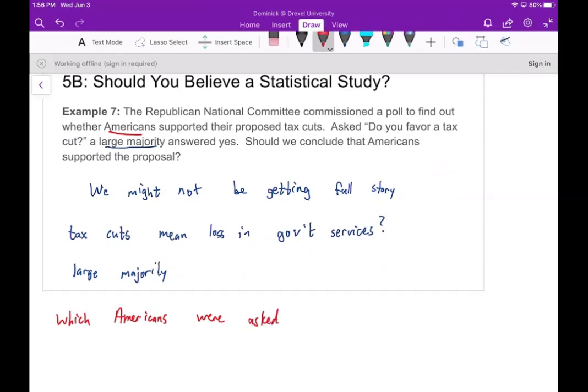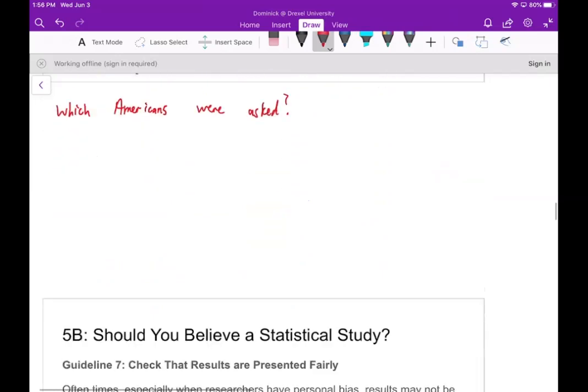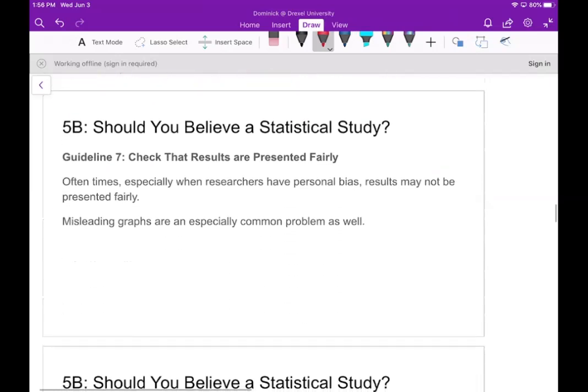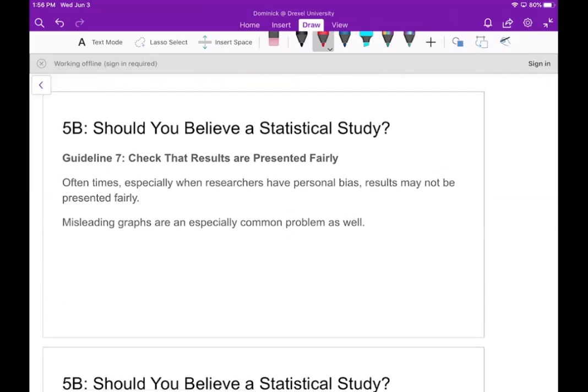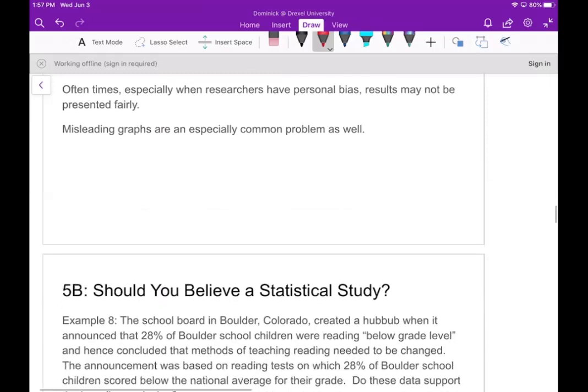So this section is really about being able to play devil's advocate, and asking is it possible to poke holes in a statistical study? Now in guideline 7, we want to check that results are presented fairly. Oftentimes, especially when researchers have personal bias, results may not be presented fairly. And of course, misleading graphs could be a common problem as well.